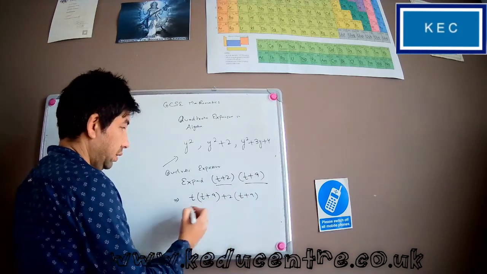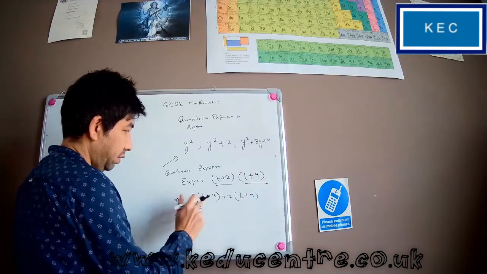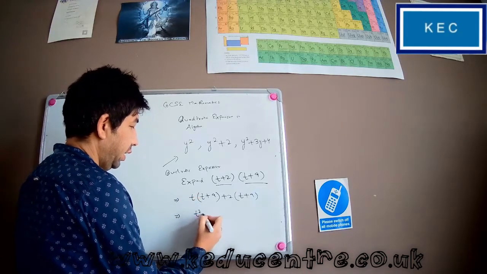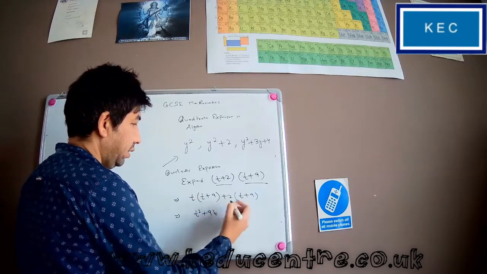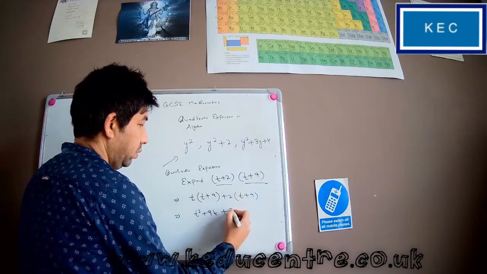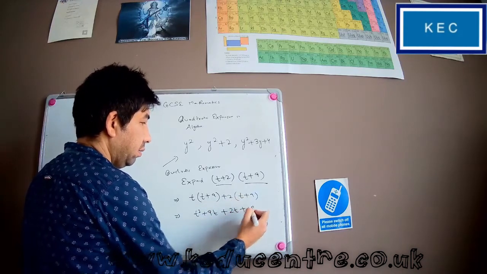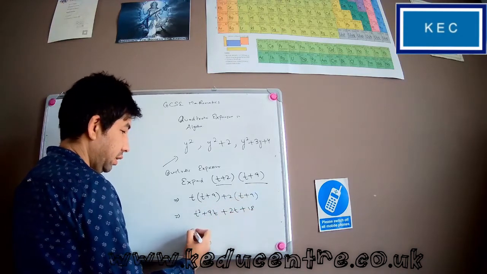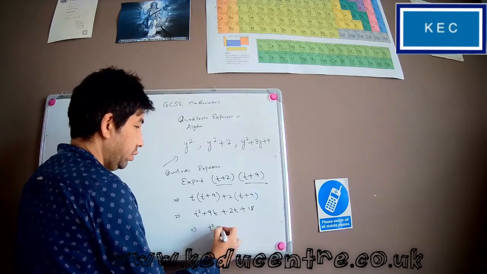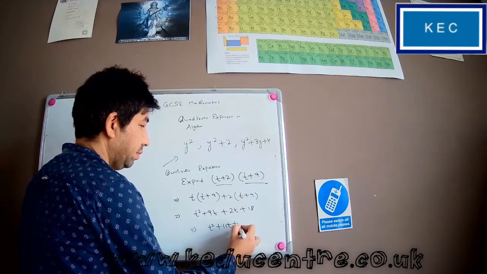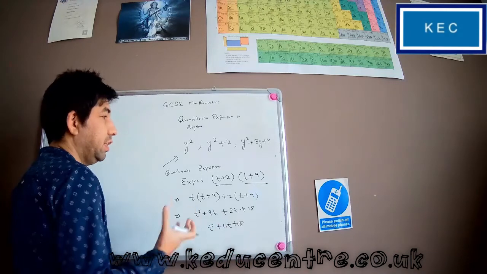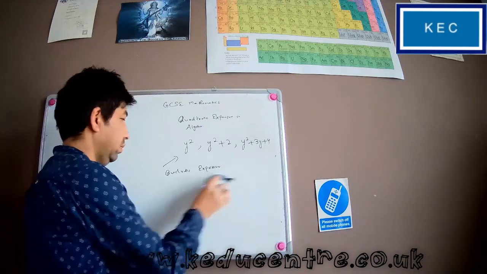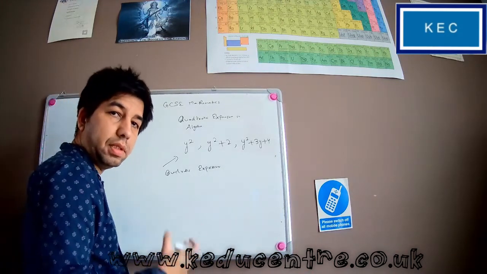Okay, so once this is done, we multiply this t with this t, so this becomes t square plus 9t plus 2t plus 18, and then we bring like terms together. So this becomes t square plus 11t plus 18. Okay, so that's the first example of an expansion. Now we're going to pick up one more example.